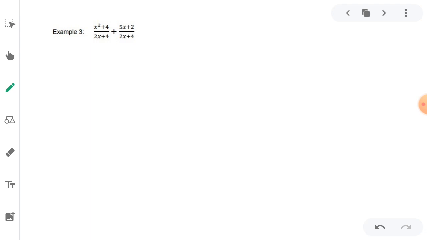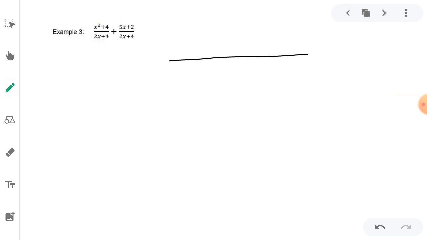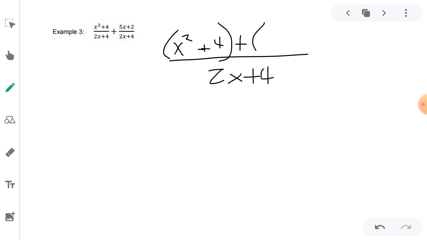X squared plus 4 over 2x plus 4 plus 5x plus 2 over 2x plus 4. So, copy the denominator, 2x plus 4, and then x squared plus 4 plus 5x plus 2. So, anong gagawin natin dyan?